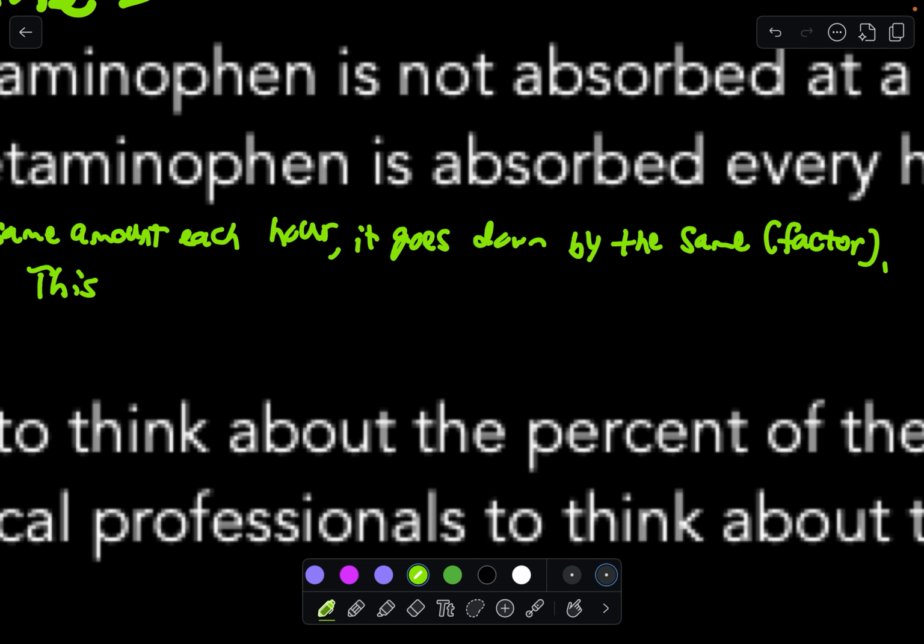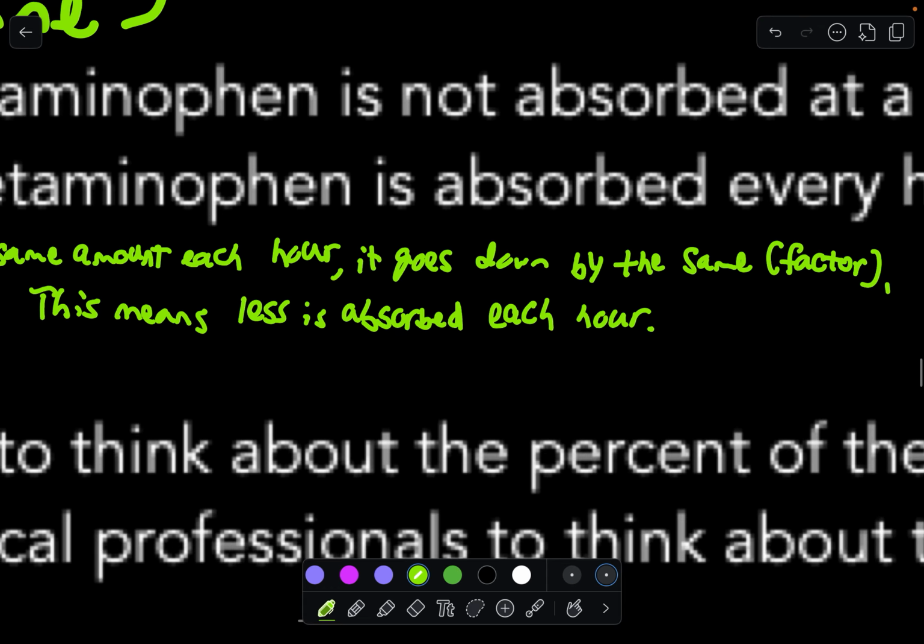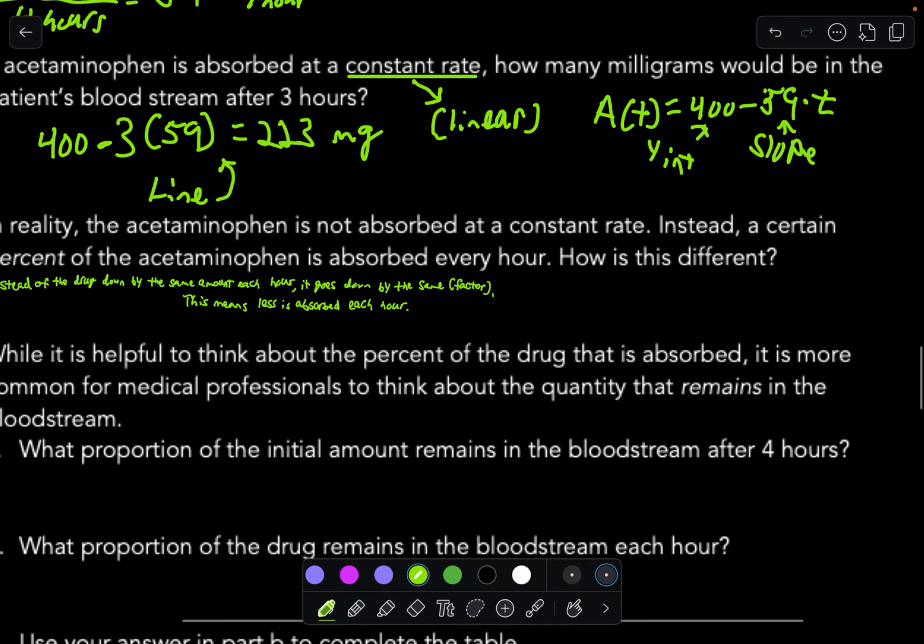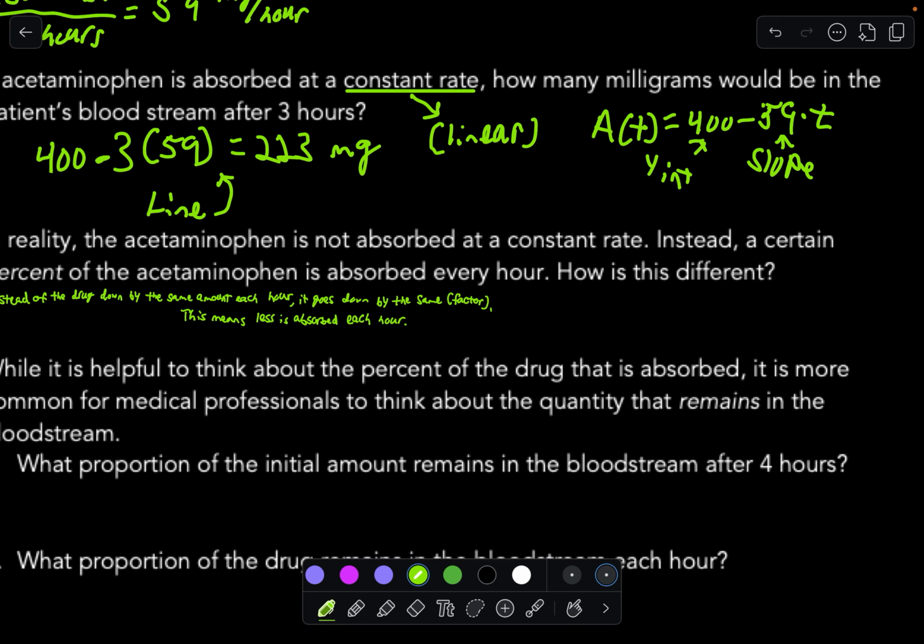This means less is absorbed each hour because the amount of acetaminophen in your bloodstream as the hours go by is less. So if it's a constant factor, a constant percentage of that number, as that number goes down, the amount absorbed goes down, okay?